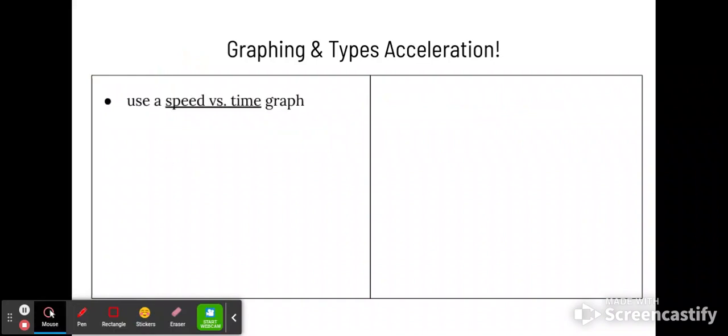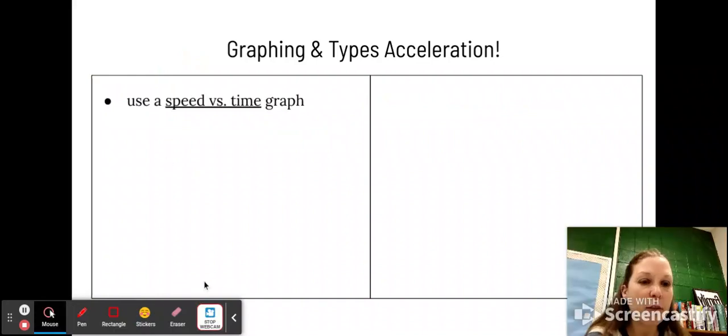So now let's talk a little bit about graphing. When you graph acceleration, you are still using a speed versus time graph. And here, make sure you remember what your axes are. Your x-axis is going to be the time. That horizontal axis is the time. And then your y-axis, or your vertical axis, is the speed.